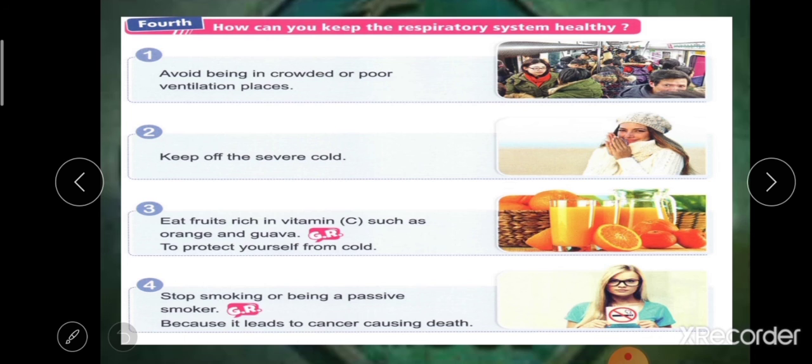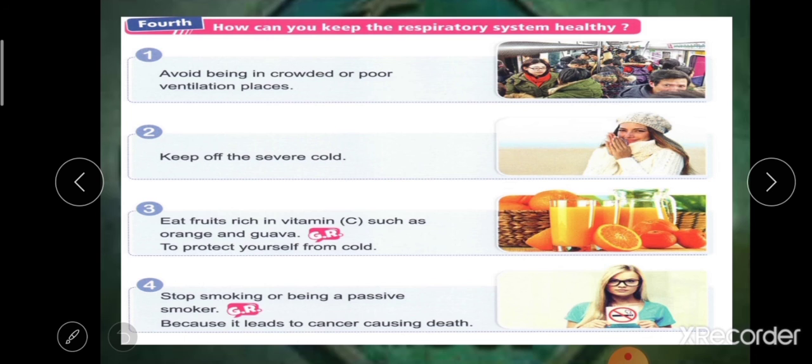And also you should stop smoking or being a passive smoker. A passive smoker means you are with a smoker. In this case, you become a passive smoker. So you should stop smoking or being a passive smoker, because it leads to cancer and death.